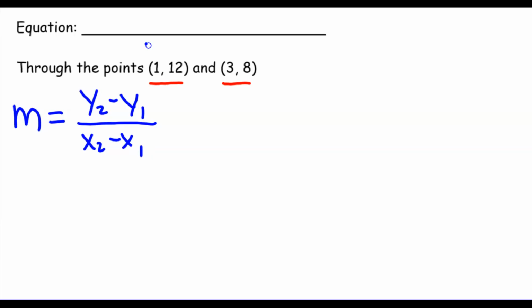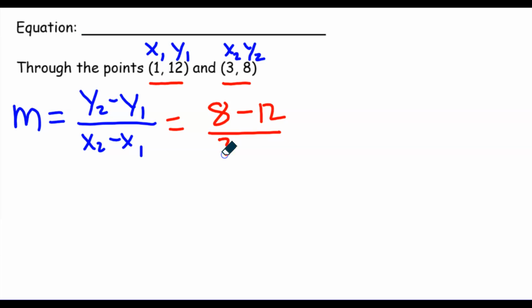Now it's really helpful if you label the points x y and x y, and more specifically this is point 1, this is point 2. And now all you have to do is replace y2 and y1, x2 and x1, and find the answer. So y2 is 8 minus y1 is 12 over x2 is 3 minus x1 is 1. So the slope that passes through these 2 points is 8 minus 12, or -4, over 3 minus 1, which is 2. That's -2.